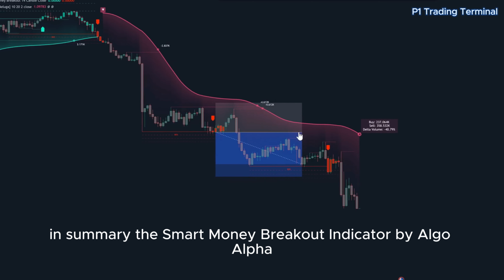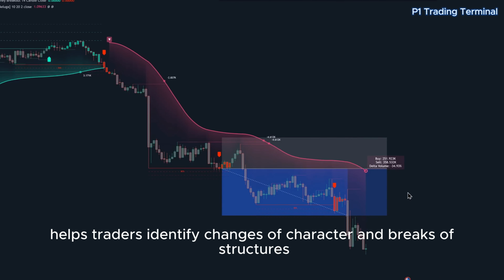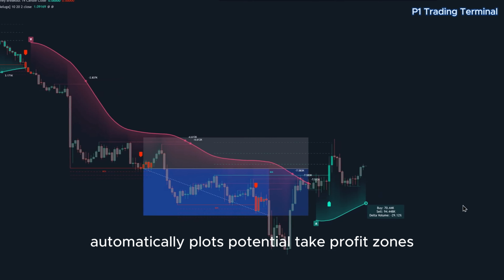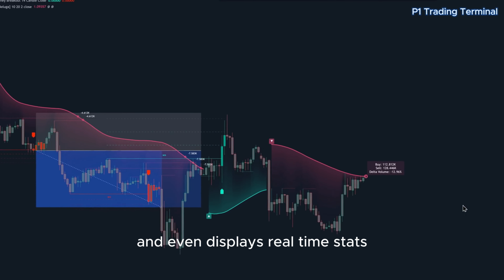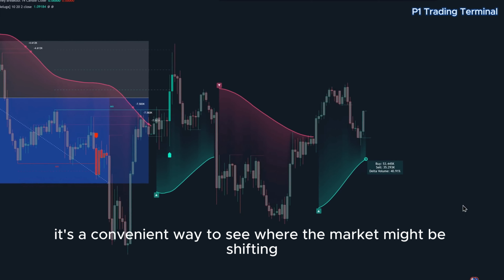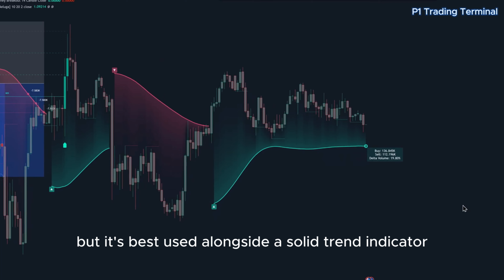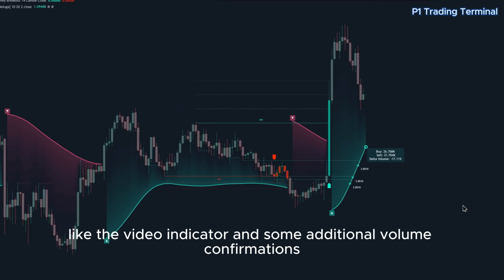In summary, the Smart Money Breakout Indicator by Algo Alpha helps traders identify changes of character and breaks of structure, automatically plots potential take-profit zones, and even displays real-time stats. It's a convenient way to see where the market might be shifting, but it's best used alongside a solid trend indicator like the VIDYA indicator and some additional volume confirmations.